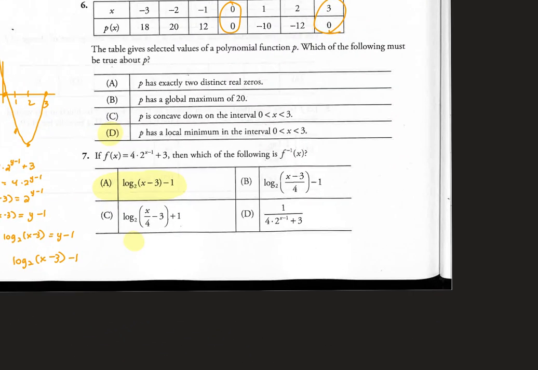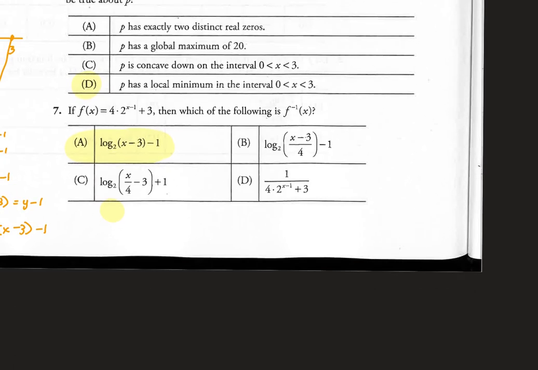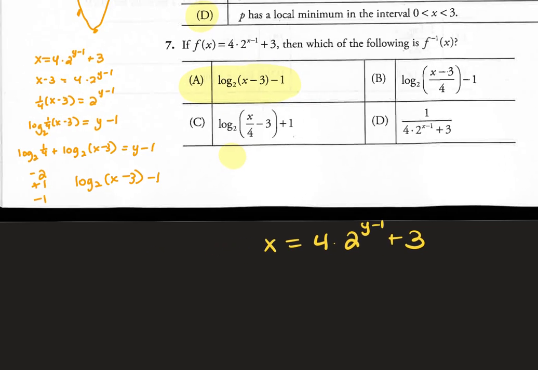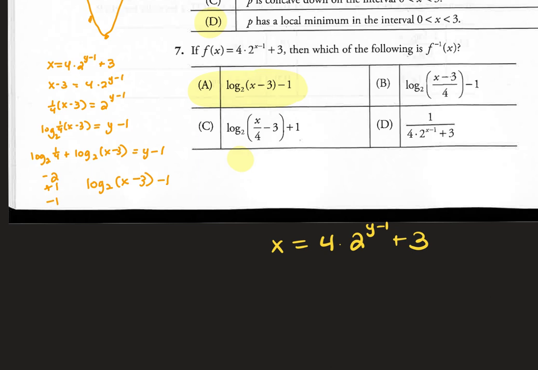Okay, number 7 said, if f of x equals 4 times 2 to the x minus 1, plus 3, then which of the following is f inverse of x? So you're finding the inverse of your equation, right? I got none of these, and then I tried plugging it back in to see which one gives me just x, and none of them did.